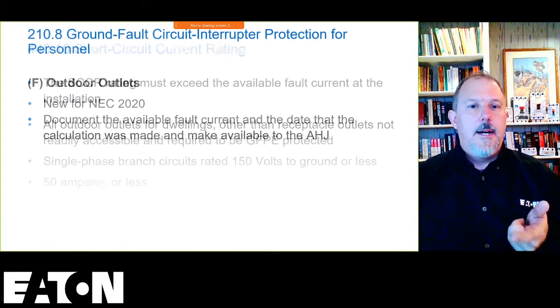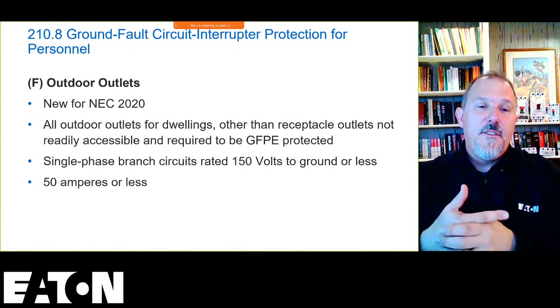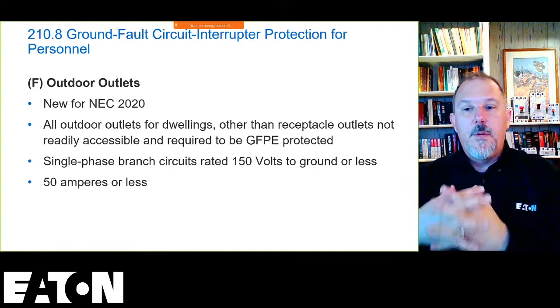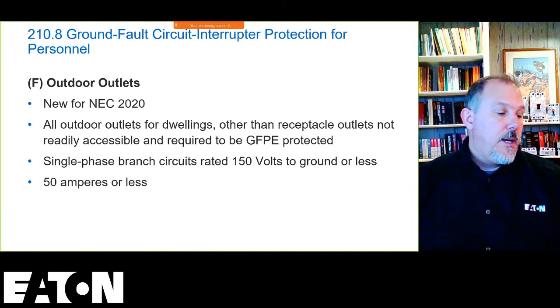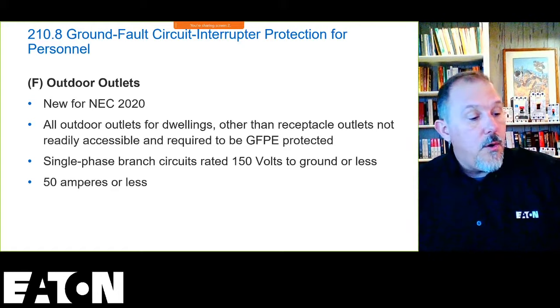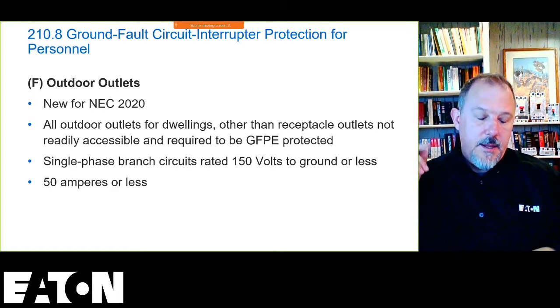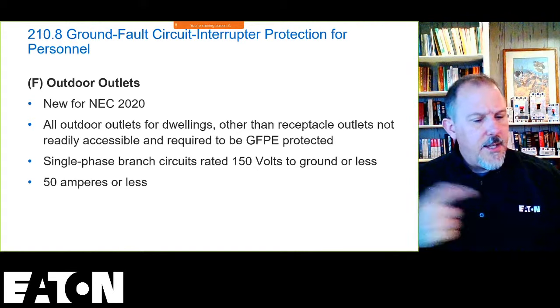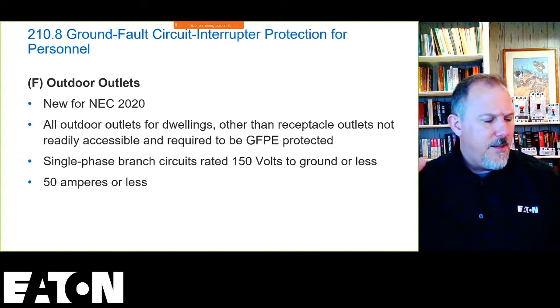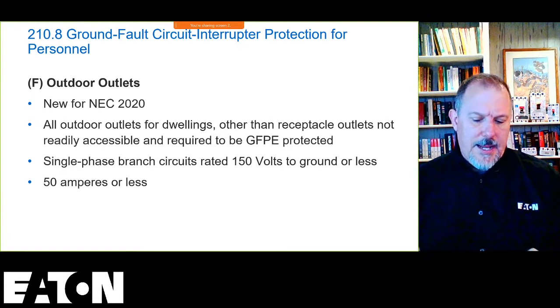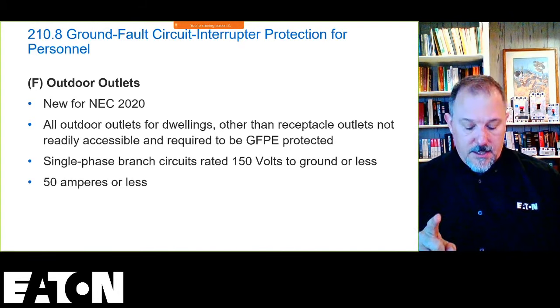All right. 210.8F is a new requirement that was put in the code in the 2020 cycle. Panel 2 did their work on ground fault. And if you looked at my code changes YouTube video, it's probably in the first one where we covered chapter 2. But 210.8F, I think it is. Yep, F, outdoor outlets. All outdoor outlets for dwellings.